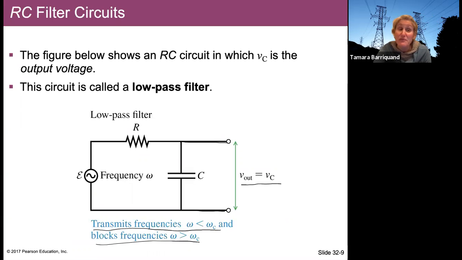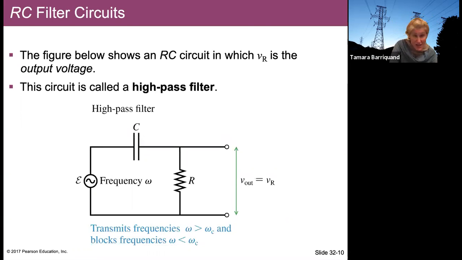Now, what happens if we flip the position of the resistor and the capacitor? Here we have the capacitor first in our circuit, and we have the resistor over here. And in this case, our output voltage that we're reading is going to be the resistor voltage. If that's the output voltage, that will transmit frequencies that are greater than the crossover frequency, and it will block the frequencies that are less than the crossover frequency. This circuit is called a high pass filter.